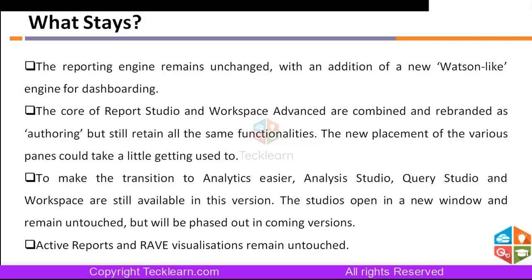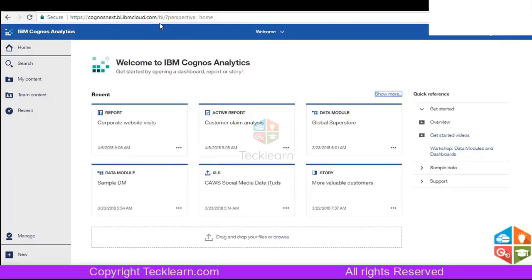Thanks for listening to the video. You can use your trial. You can go to cognosnext.bi.ibm.cloud, use your IBM credentials, and you can use the trial version.